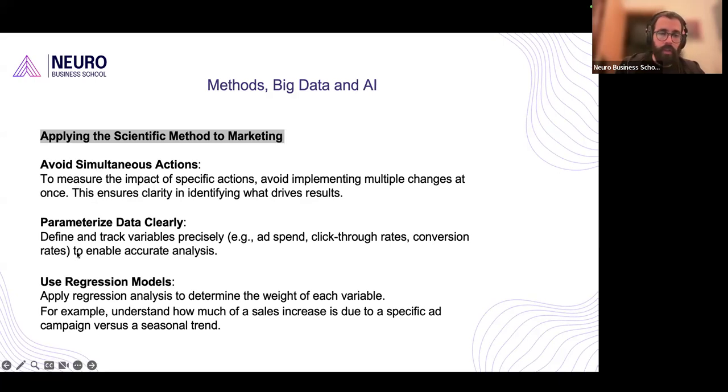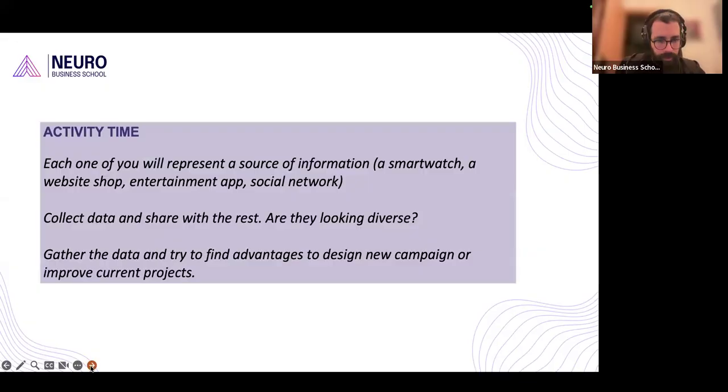Use regression models. Apply regression analysis to determine the weight of each variable. So when you are dealing with different variables, use regression models to understand which one has more weight regarding a result, or regarding a target variable. Okay. But this is activity time.